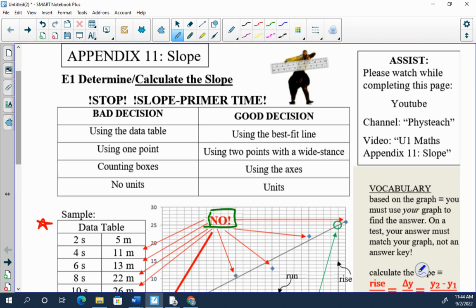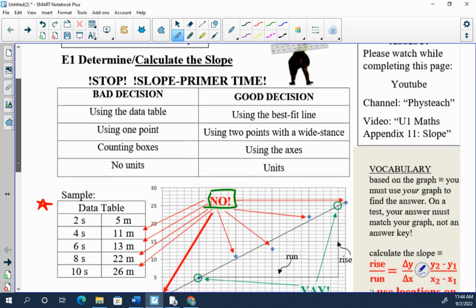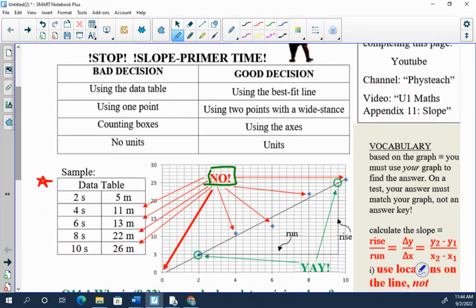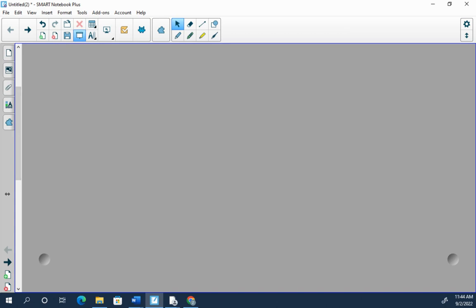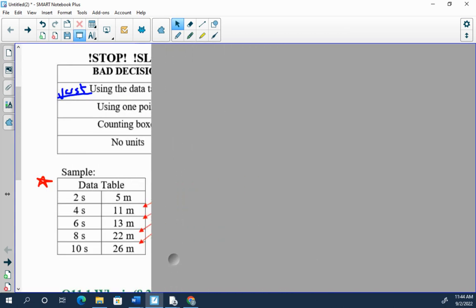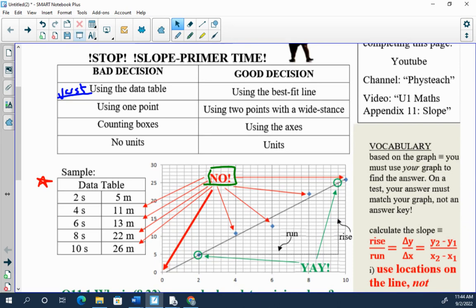So you see here, there's some bad and good decisions listed. One of the bad decisions is just using the data table. Not that the data table is automatically bad, but if you ignore your plot, your graph, and you just look at the data table and start doing slope, odds are it's going to be wrong. Bad idea, and you're not going to get credit. You have to instead use the best fit line. The best fit line is there so that you can determine a slope. That's why you drew it in the first place.